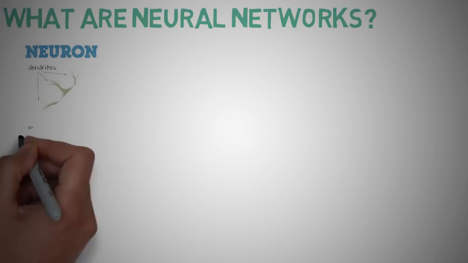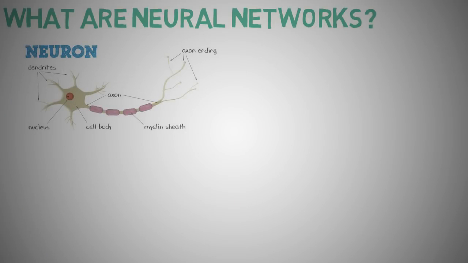What are neural networks? Neural networks, also referred to as artificial neural networks, is a name given to the artificial representation of the working of a human being's nervous system. I'm sure by now you've seen this diagram of a neuron.